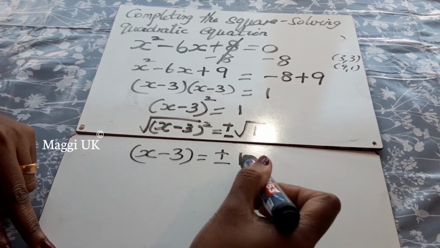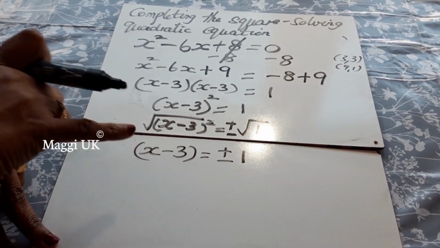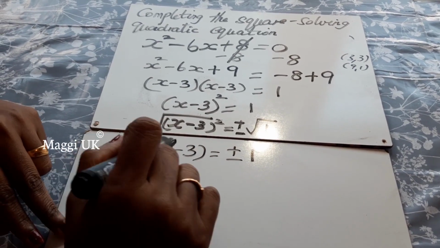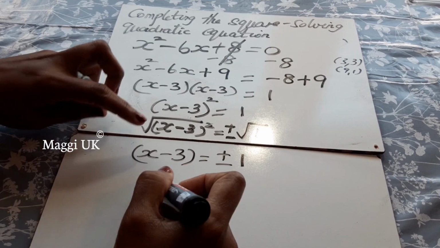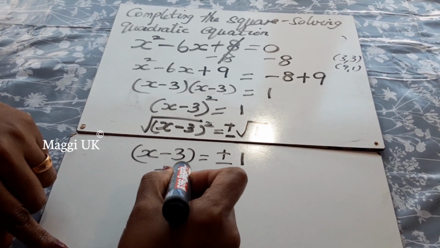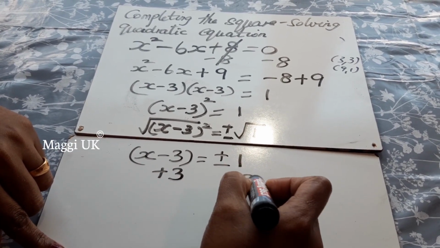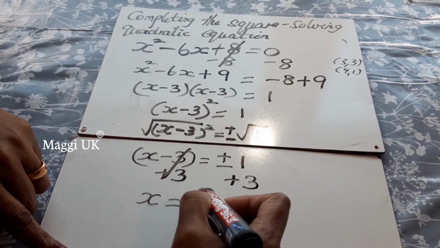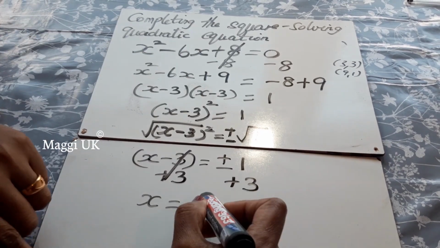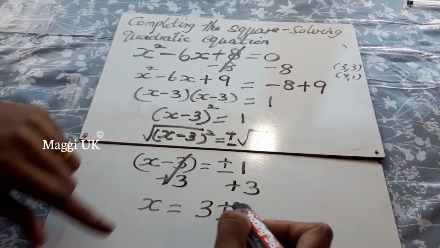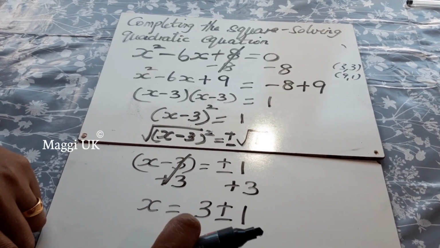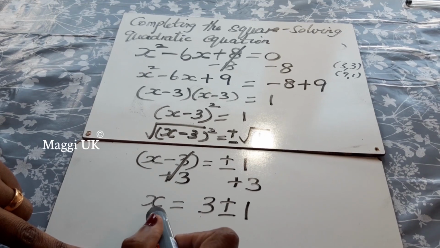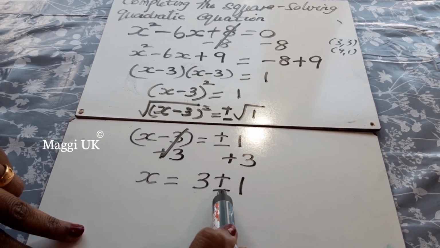Once you've done this, we are going to bring the minus 3 to the other side, because we need to find the value of x. When you have a minus 3, the opposite sign is plus 3, and on the other side it is plus 3. So this one will go off, which means x is equal to 3 plus or minus 1. So now we have two values, because one is positive and one is negative.